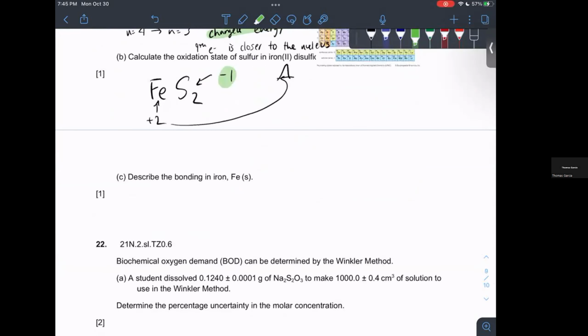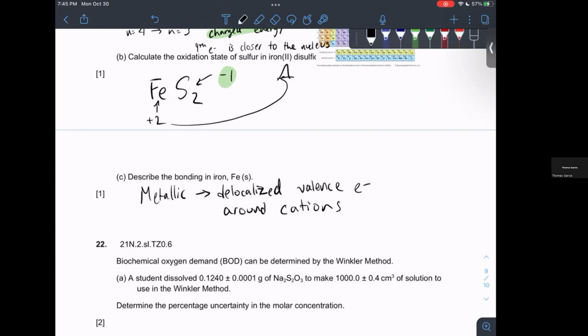All right. C, describe the bonding in iron. Y'all, this is just metallic. And the word that you were trying to remember that you kept forgetting is delocalized. Delocalized valence electrons around cations. You could say sea of electrons. It's all the same to me, and it's all the same to the IB. This is basically held together by electrostatic interactions.